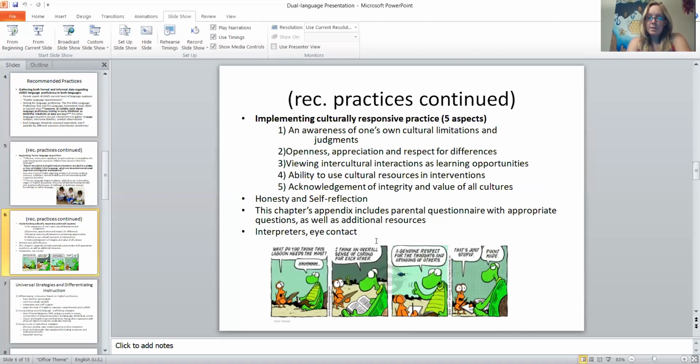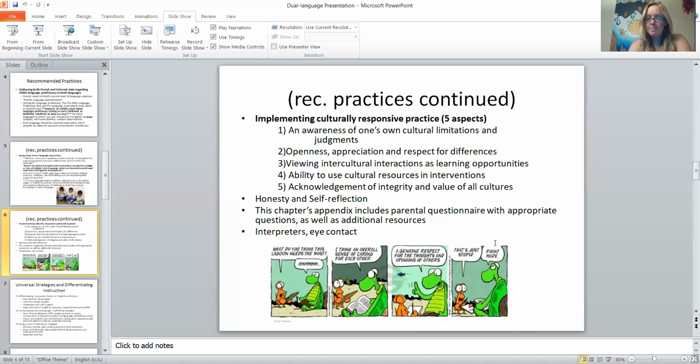I feel like I put in this little comic strip, the crab says, "What do you think this lagoon needs the most?" The turtle says, "I think an overall sense of caring for each other, a genuine respect for the thoughts and opinions of others." And the crab says, "That's just stupid." "Point made," says the turtle.